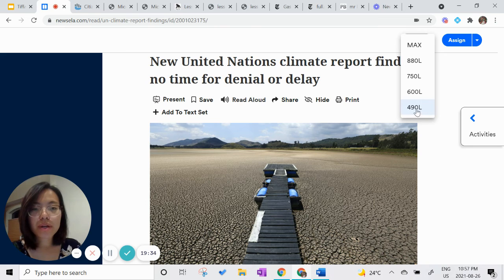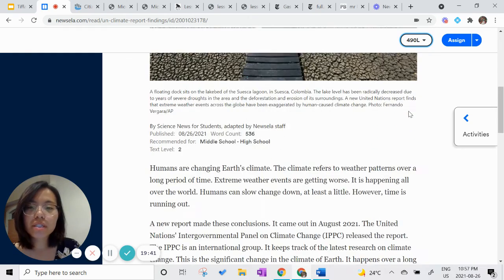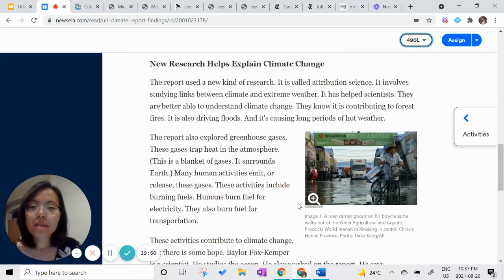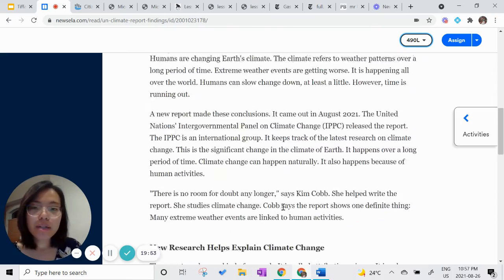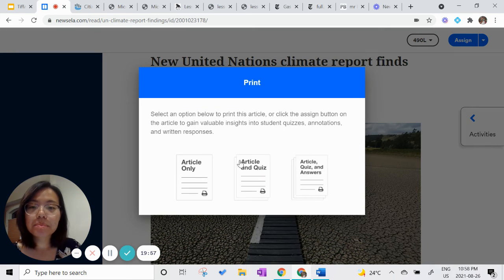So the lower the number, the lower the level, right? So we can click on 490L, and then the literacy level of the article goes down a bit, right? And also, another great thing about this is, let's say you want to print it, you have options. Do you want to print just the article or the article and quiz, or the article, quiz, and answers, if you want to make sure that your students have read it, and so on.